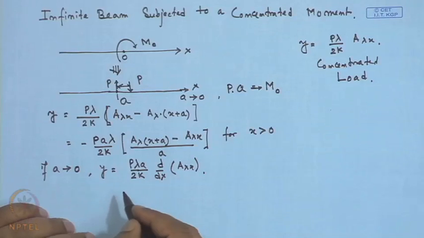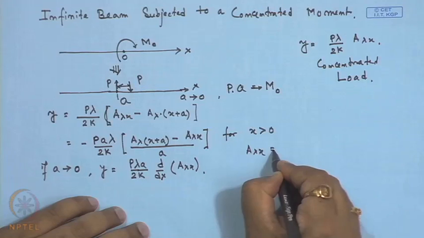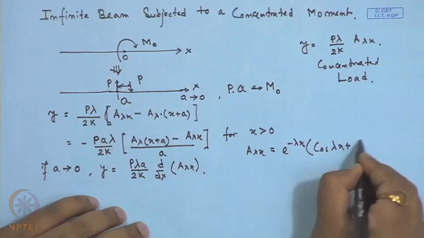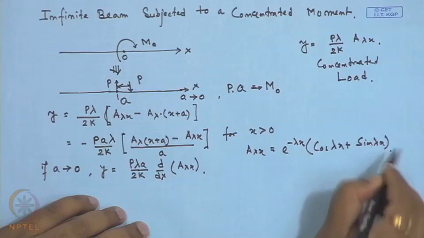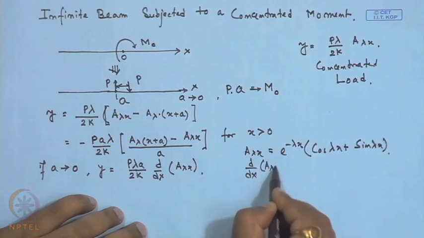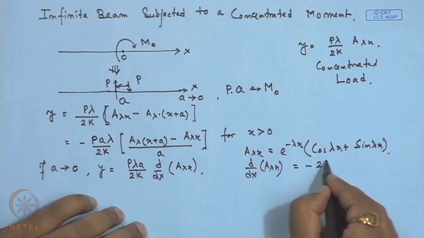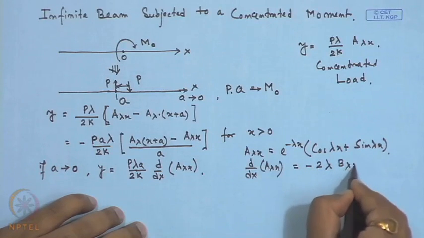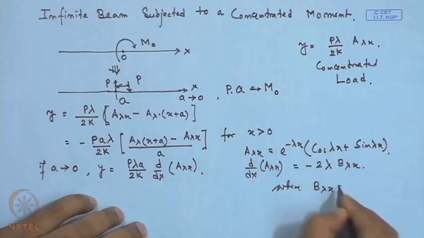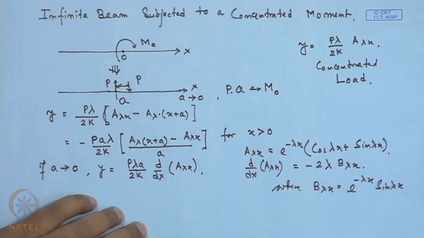Now we know that A lambda x is equal to e to the power minus lambda x into cos lambda x plus sin lambda x. So, d by dx of A lambda x will be equal to minus 2 lambda B lambda x, where we know that B lambda x is equal to e to the power minus lambda x sin lambda x.